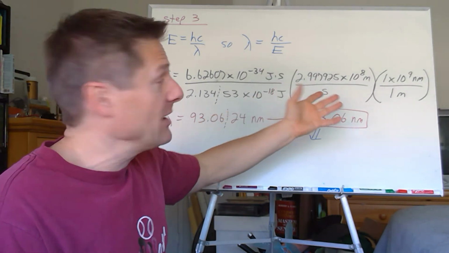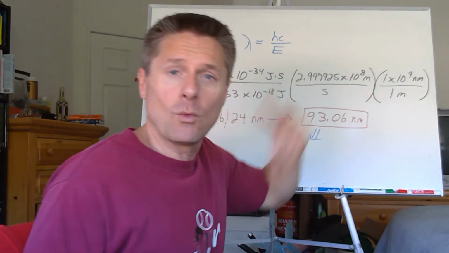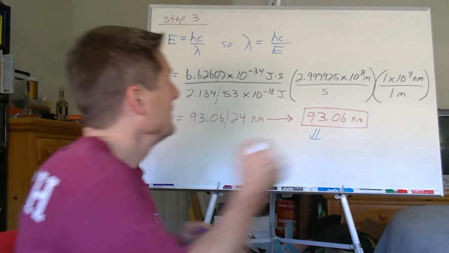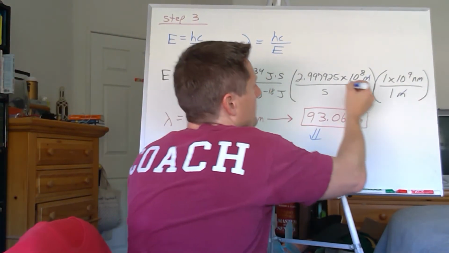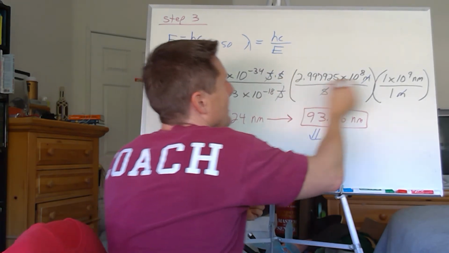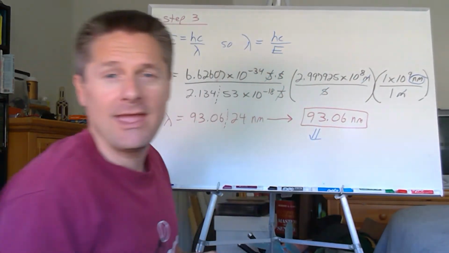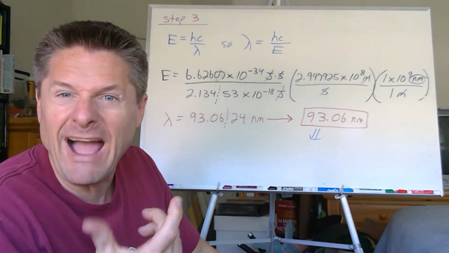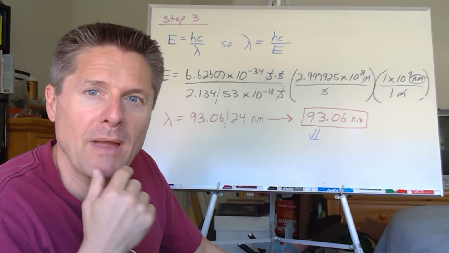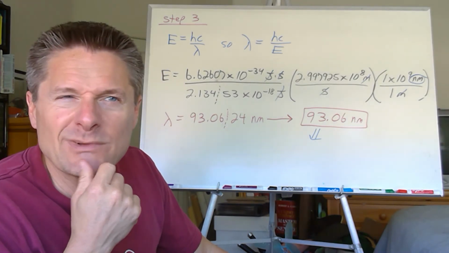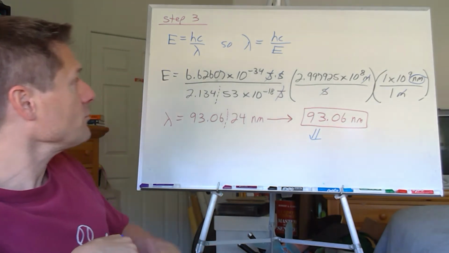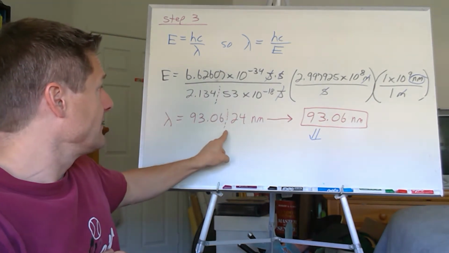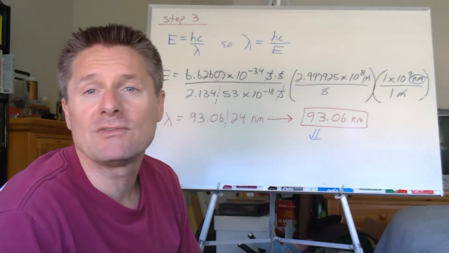We wanted that in nanometers, so I got to convert meters to nanometers. 1 times 10 to the 9th, or 1 billion nanometers per meter. Meters cancel. Seconds cancel, joules cancel, leaving me with, yay, nanometers. And that really helps us in the visible, ultraviolet range and even in the infrared range, which can run into the micrometers or microns. Anyway, to 4 sig figs, I get 93.0624 nanometers. That does not round up, so it stays as 93.06 nanometers.